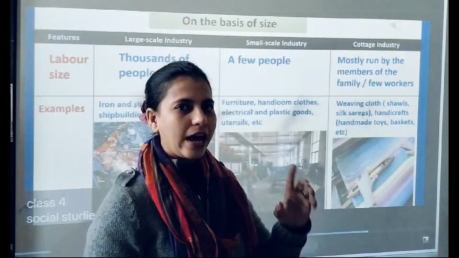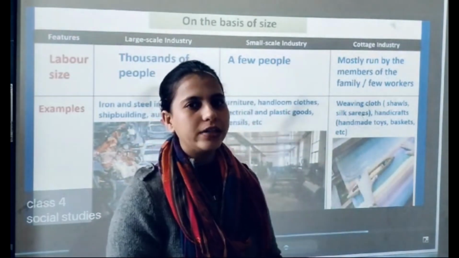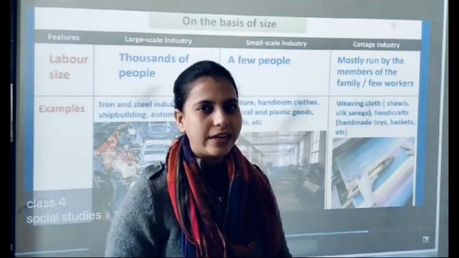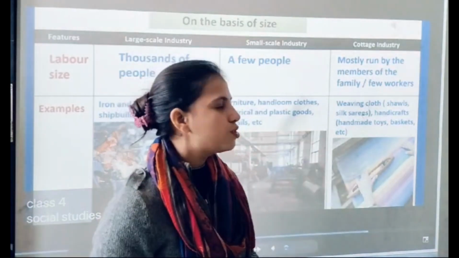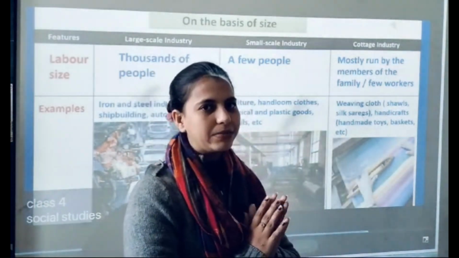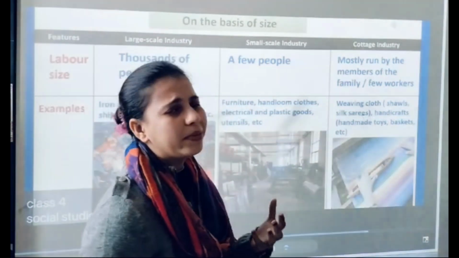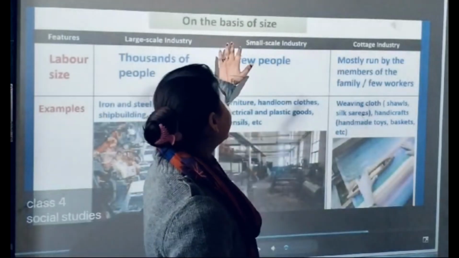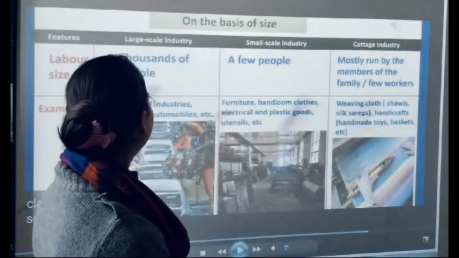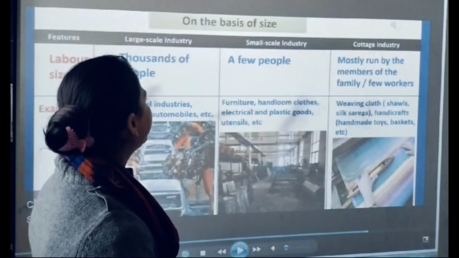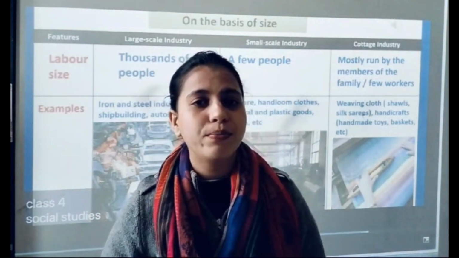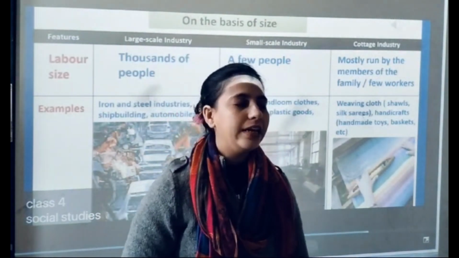Okay, so I have already told you that in a cottage industry they are doing their work or making their products at their home. So in this kind of industry mainly the family members are the labor. Sometimes they need no worker, or sometimes they need a few workers. Okay, and in a small industry we need a few workers, and in the large scale industries we need thousands of people to run a large scale industry.